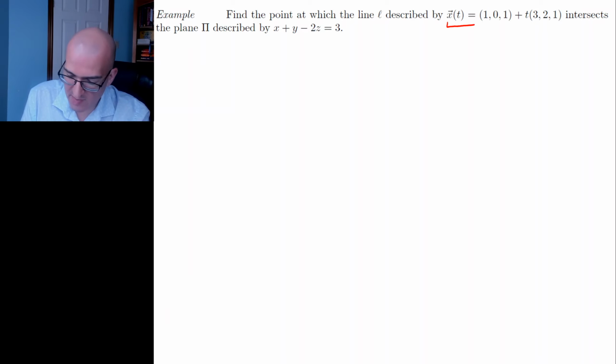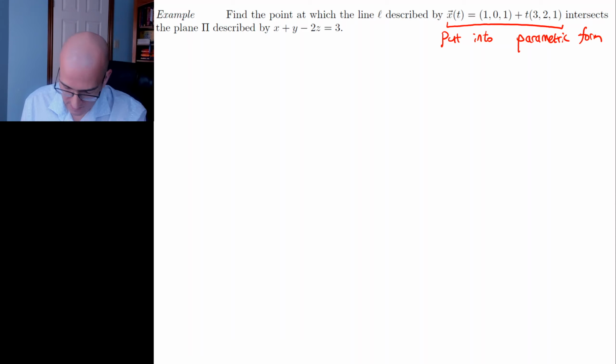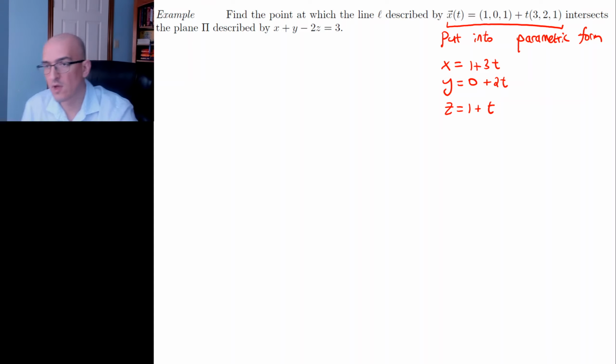I'm going to put this line into parametric form. So parametric form says that x, the first component, is equal to 1 plus 3t. y is equal to 0 plus 2t. And z is equal to 1 plus 1 times t. So it's telling us what the x, y, and z coordinates are for the line in terms of this parameter t.